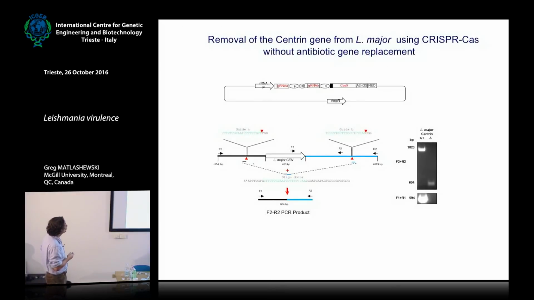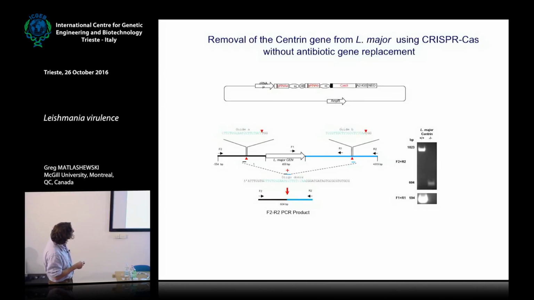So what else can you do with the system? Well, we started a collaboration with Hiran Nakasi at the FDA, who's interested in developing attenuated strains as potential vaccines, and he showed that if you knock out the centrin gene, the L. major or L. donovani are attenuated, and this could be a way of developing an attenuated vaccine strain. And so we developed this vector.